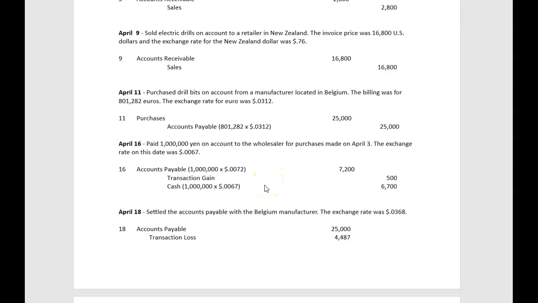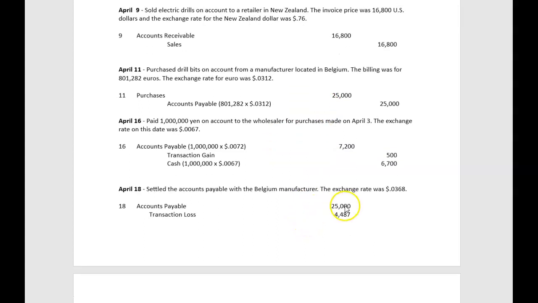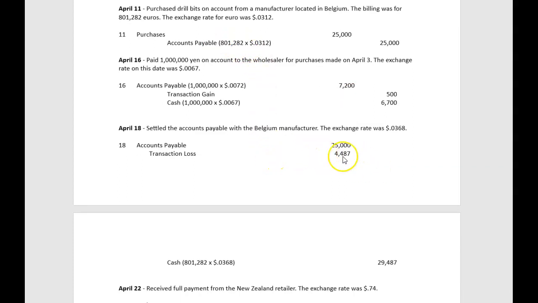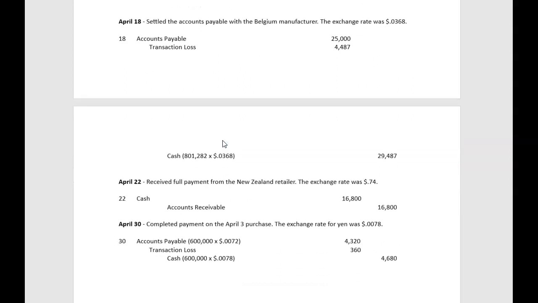Right, we settle on April 18th, we settle our payable with the Belgian manufacturer, and that's this one up here. So the payable is 25,000, and that's going to go away. It'll be settled in full, so we debit that. When we look at the exchange rate, though, this time we're going to wind up paying $29,487. So we didn't do so well on that, which is the 0.0368 times the 801,282. So we have a transaction loss for the difference, 4,487.